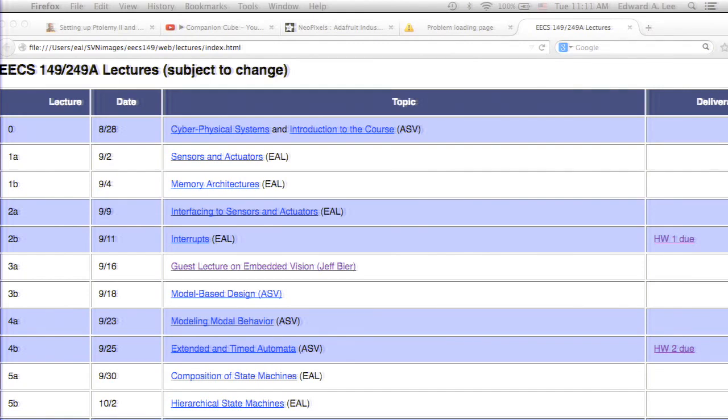We are here, the ninth lecture, interfacing to sensors and actuators, but I'm going to start with a little bit of closing up the memory architectures discussion with a brief discussion of caches.